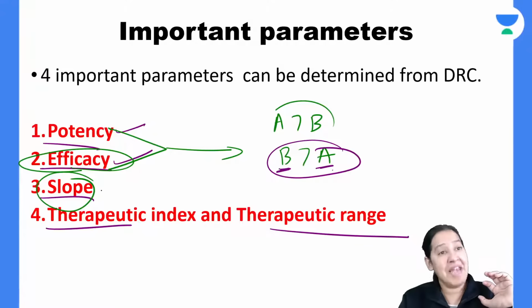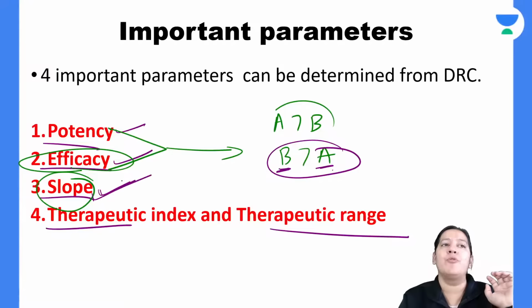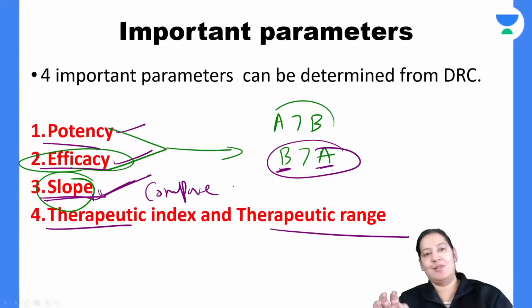So let me come to the third criteria, slope. You have to compare the slope of various drugs. What do you mean by slope? Everyone give me a thumbs up. Let me see if I can see your chat, yes or no. So let me start. Just a second.